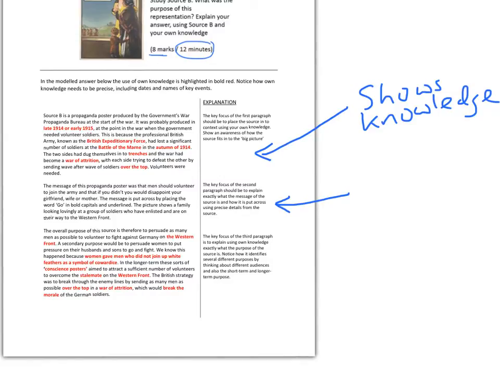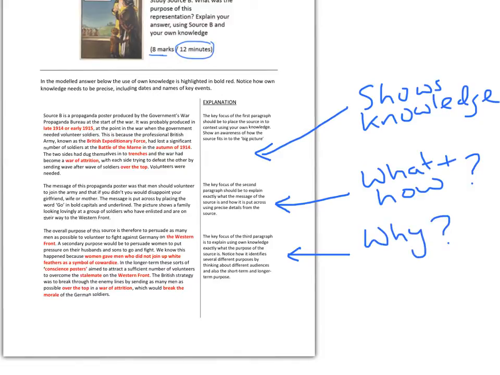Secondly, the key focus of the second paragraph is what is the message and how is the message put across. Try to learn those question words, what and how. And then the third paragraph, you answer the question, why? And it's that third one where you're really moving towards pulling together the threads about purpose. But it's like stepping stones. To get to purpose, you've got to basically talk about the message first. What is the message? So let's take a look.